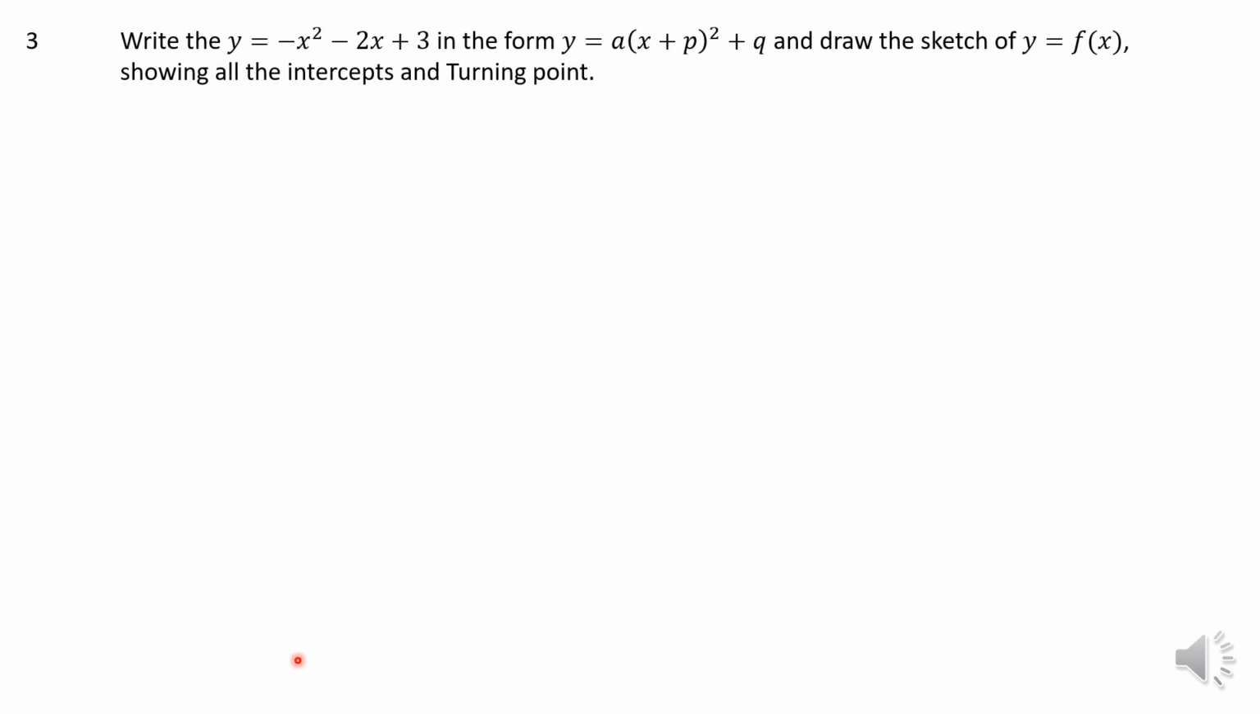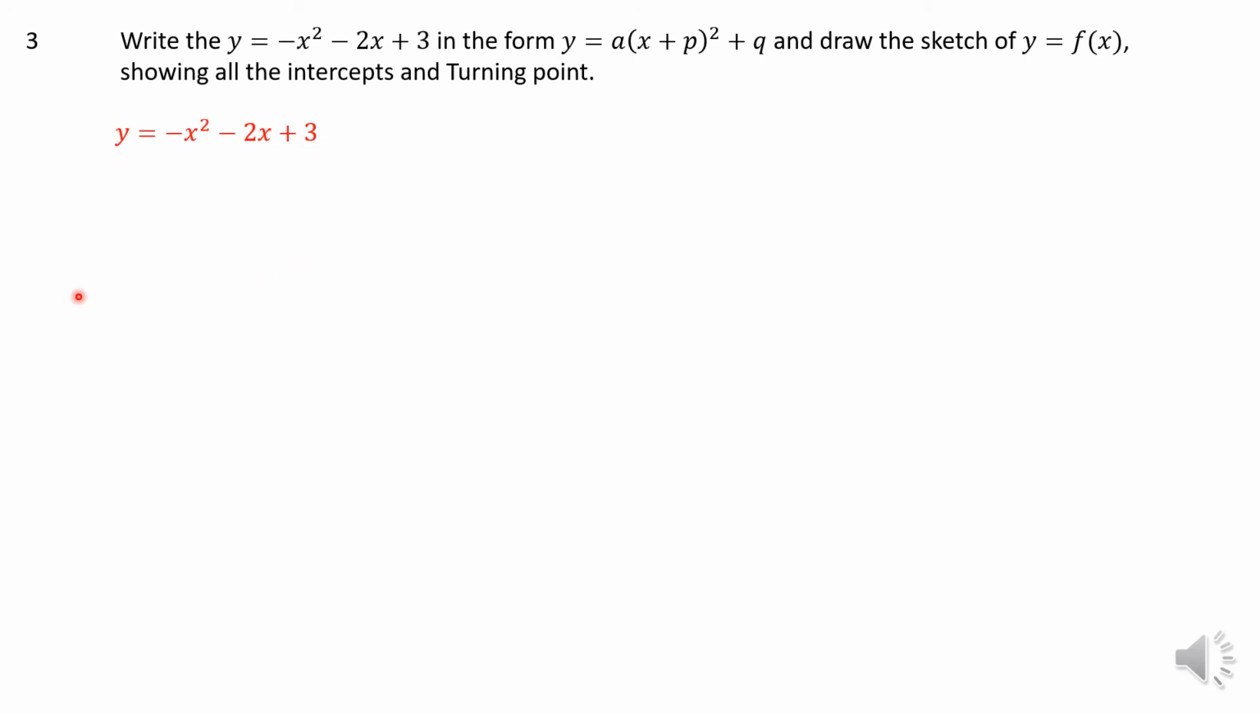Right, the last question that I want to do here is I want to take this particular function y equals minus x squared minus 2x plus 3, and I want to write it in vertex form, and I also want to draw the sketch. All right, and then I'm going to show the x and the y-intercept, and then I'm going to also get the turning point.